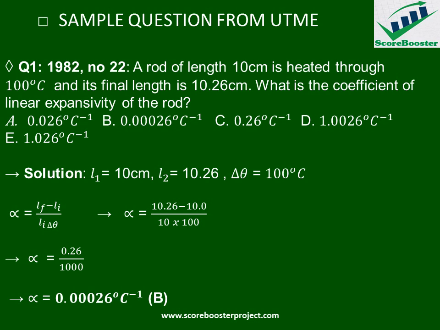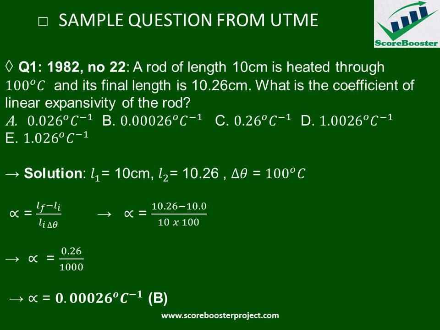You have option A to be 0.026 per degree Celsius. Option B is 0.00026 per degree Celsius. Option C is 0.26 per degree Celsius. Option D is 1.0026 per degree Celsius, while option E is 1.026 per degree Celsius. Now on to the solution.